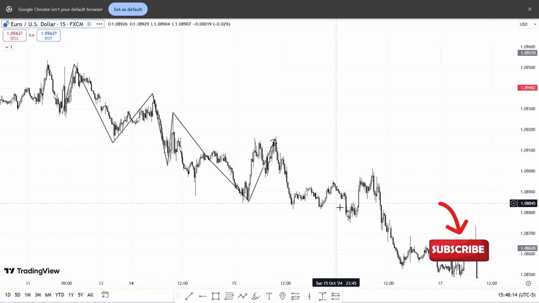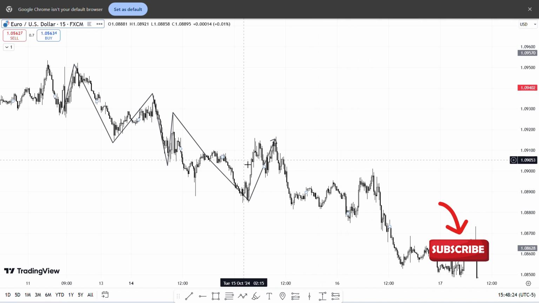So this is what I mean by advanced market structure. The next thing I'll be teaching you is break of structure and then change of character. After that we will talk about the order block and breaker block, and then fair value gap and all those things.